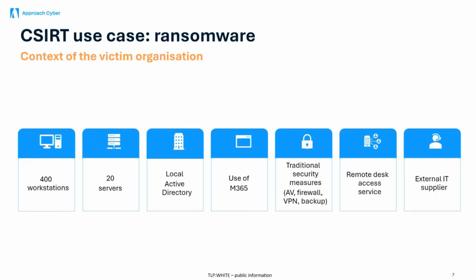So just to start with, let's make a first understanding of what is the context of the victim organization. As you can see, it's a rather small and medium business. It's an SMB company in the insurance industry that was hacked, with about 400 workstations, 20 servers, a local admin directory. They are making use of M365 for email exchange and SharePoint. They have traditional security measures like an antivirus, firewall, VPN, and they have a backup solution as well.